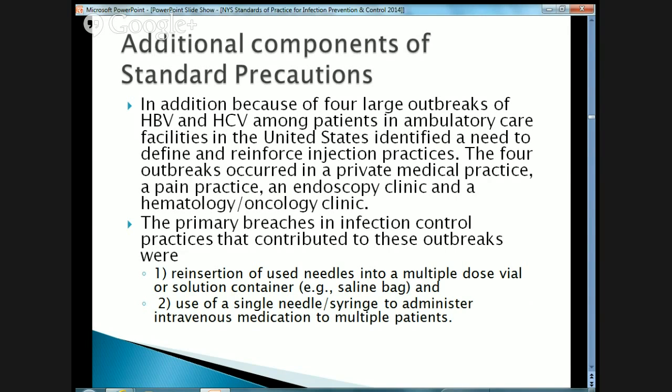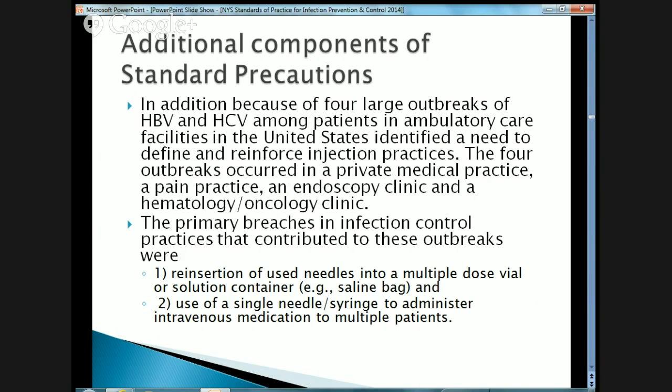for outbreaks that occur in hospitals in the United States, they were very concerned with the hepatitis B virus and hepatitis C virus. This occurred in a medical practice, an endoscopy suite, and a hematology clinic. They found out that there was a breach of infection control standards. And this happened, I would say, about 5 years ago. I don't know if you remember it. One of them was actually in the VA hospital.